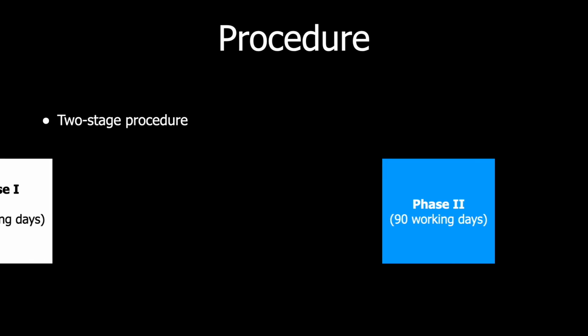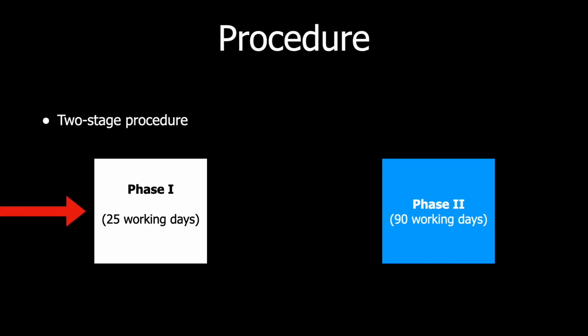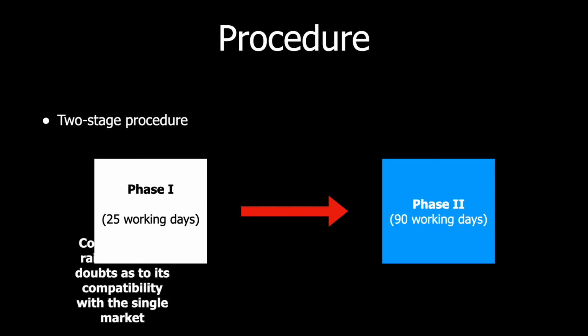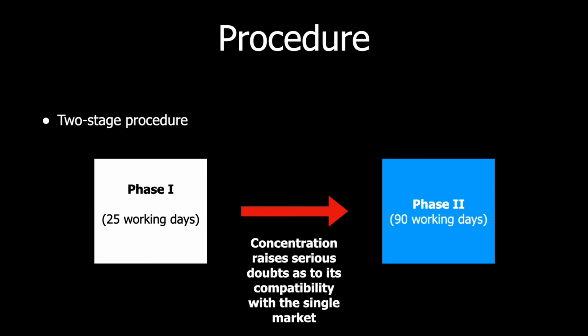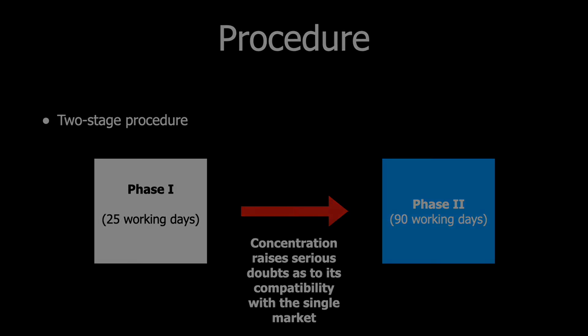Now, in terms of procedure, we have a two-stage procedure with Phase 1 and Phase 2. Phase 1 serves as a triage phase in the procedure. If the concentration raises serious doubts as to its compatibility with the single market, then the procedure starts with Phase 2.